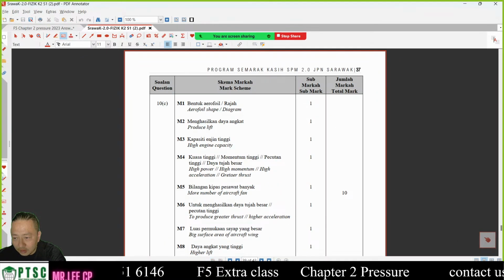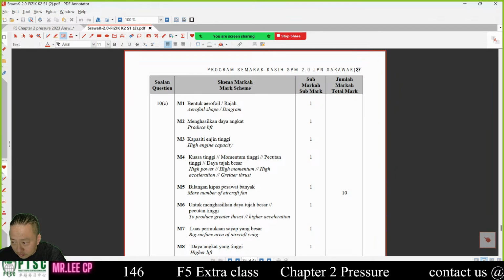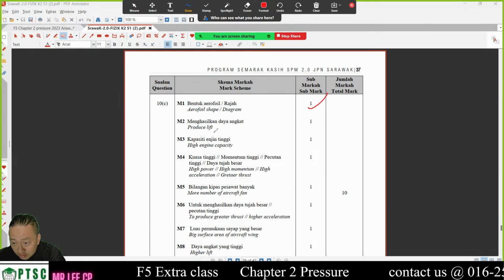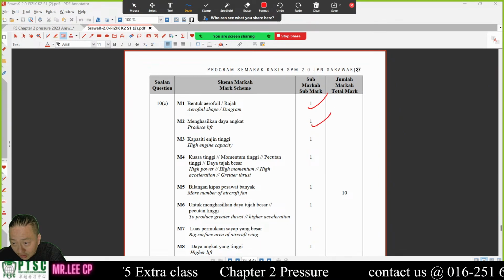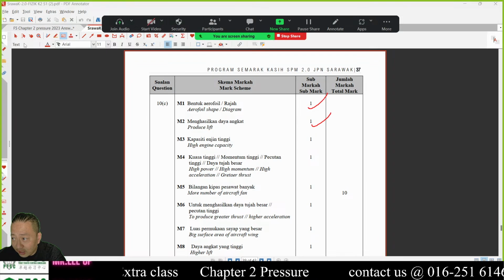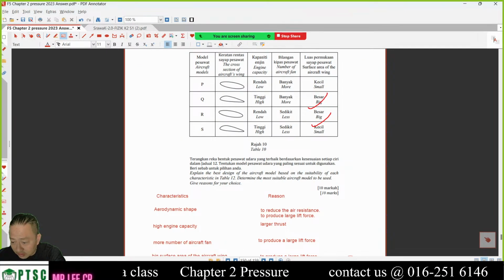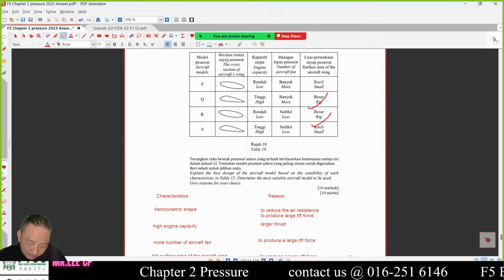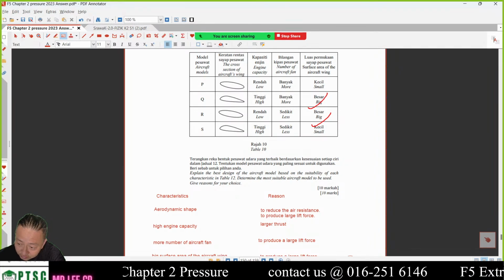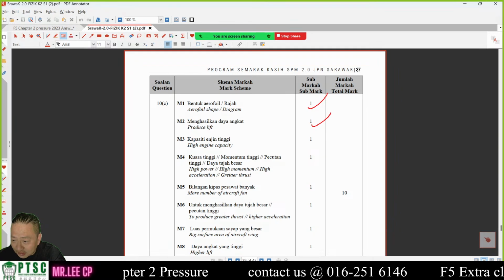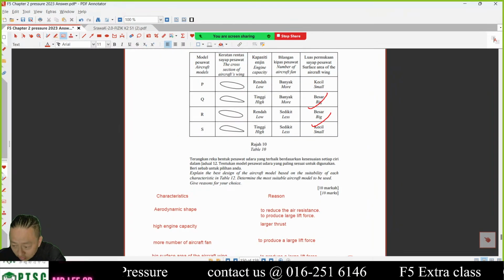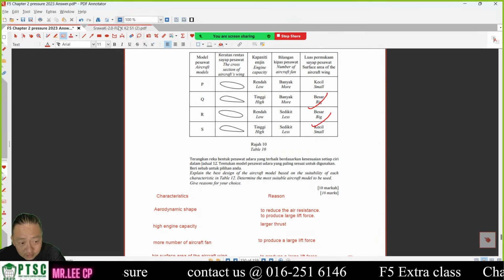Okay, so aerofoil shape or diagram, they will give you 1 mark. Producing a lift force, 1 mark. What I have is aerodynamic shape to reduce the air resistance to produce a lift force. So if you write air resistance here, the marking scheme doesn't give you a mark. So no choice, you had better write more, right?